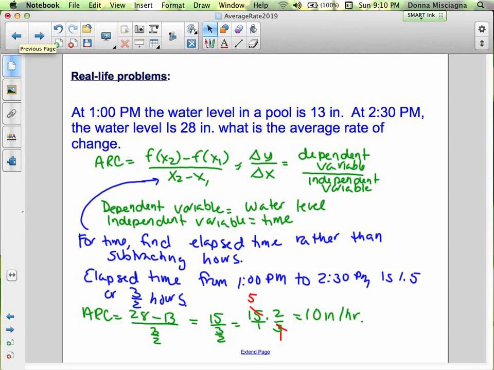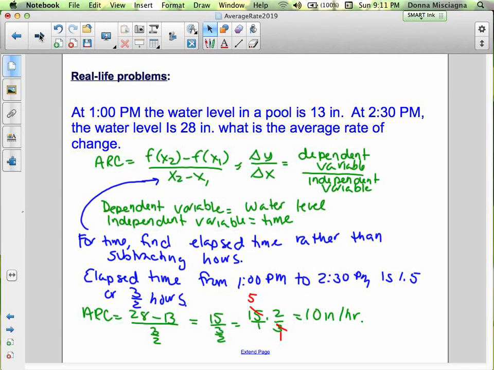All right. So average rate of change is just the slope of the secant line connecting the points, and it's always the dependent variable over the independent variable. And then for time, use elapsed time, and then you don't have to worry about the hours repeating again. All right, so here's this one.